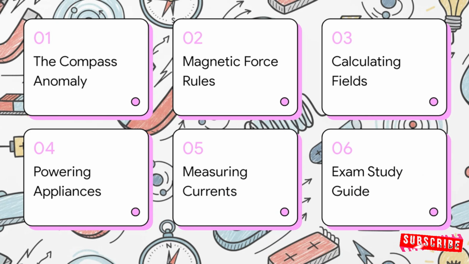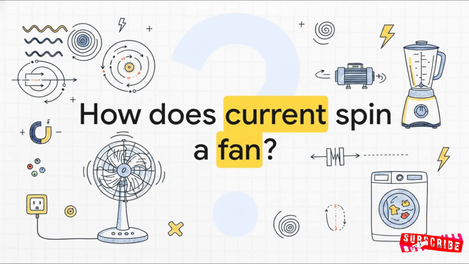Okay, so here's our roadmap for today. We're going to start with the famous compass anomaly, cover the core magnetic force rules, figure out how to calculate those fields, and then, the really fun part, see how this all actually powers your home appliances. We'll wrap up with how to measure currents, and finally, a quick exam study guide if you're prepping for a test. But before we get bogged down in the heavy physics, let's start with a super practical question.